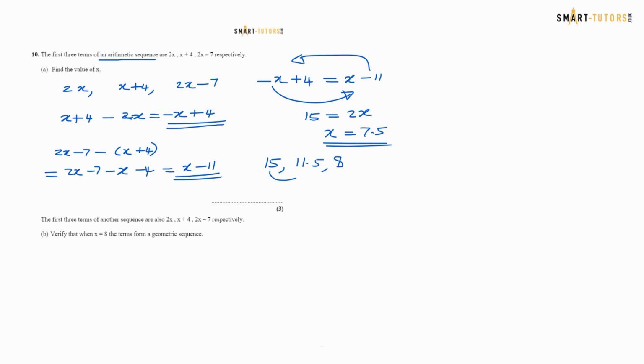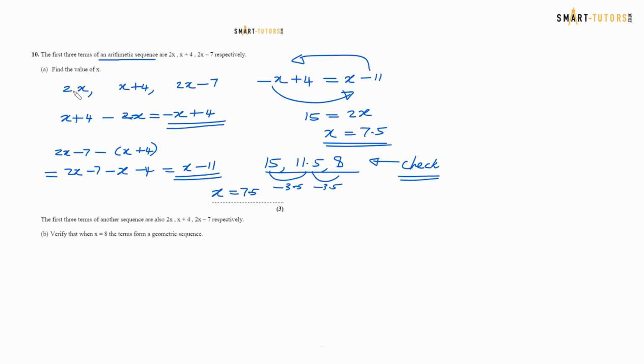So here, if you see, what is the difference here? Minus 3.5 and minus 3.5. So that obeys the arithmetic sequence. So the answer x value is 7.5. The calculation here I did to check whether the arithmetic sequence works or not. So it is working. So the answer is x equals 7.5.